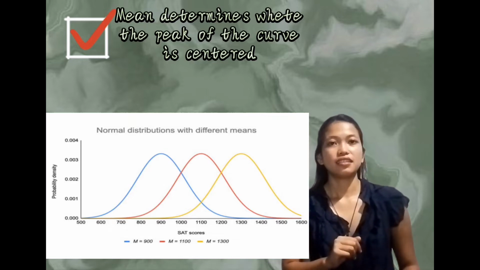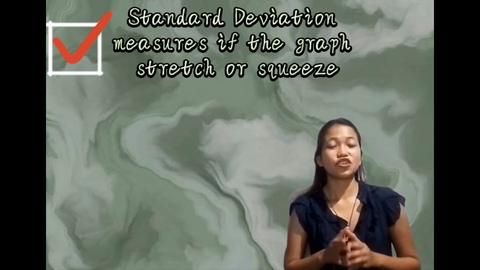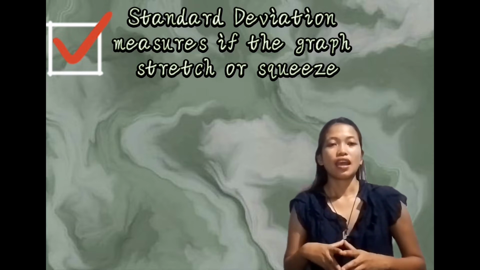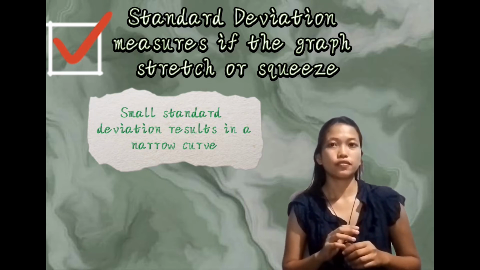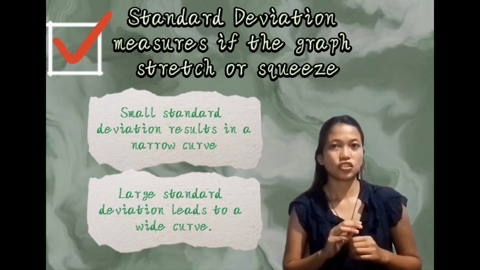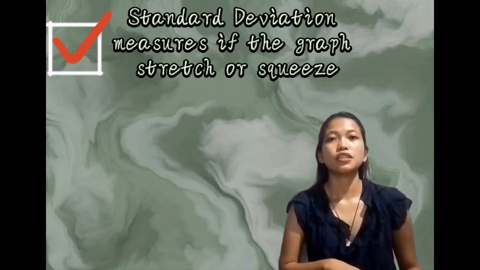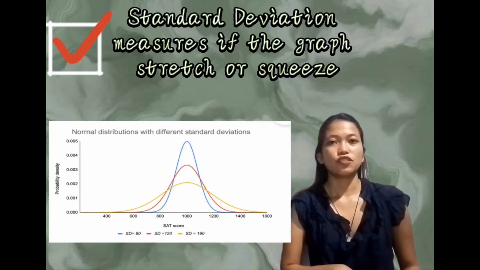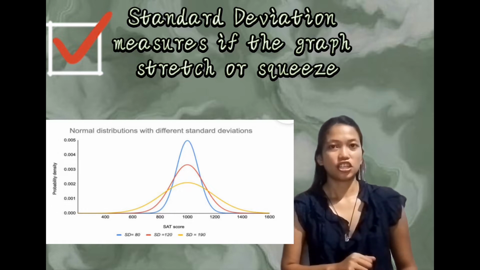On the other hand, the standard deviation measures how the graph will stretch or squeeze. Note that a small standard deviation results in a narrow curve, while a large standard deviation leads to a wide curve. This is how it will look if the standard deviation is small, and this is how it looks if the value of the standard deviation is large.